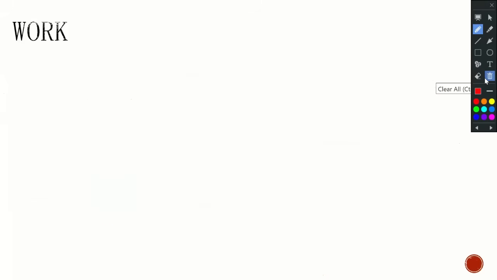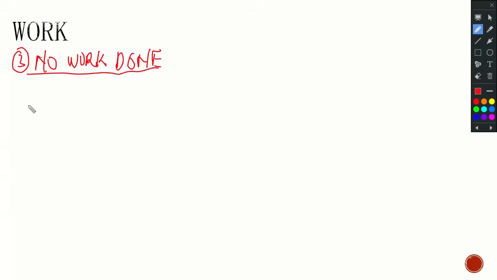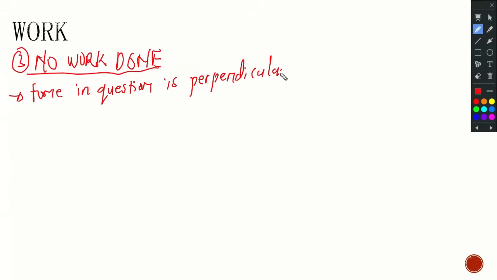Okay, then we have the last category, which is no work done. So as we have seen, there is positive work done, negative work done. But there is a case where no work is done, right? Now, this happens if the force in question is perpendicular to the displacement.